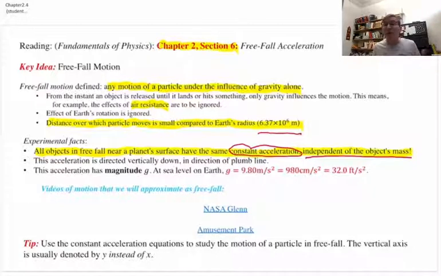That's the same for all objects, independent of their mass. The direction of the free fall acceleration is vertically down, in the direction of what we call a plumb line. If you're wondering what a plumb line is, there's a plumb line. I'll go back to the larger video so you can see it.